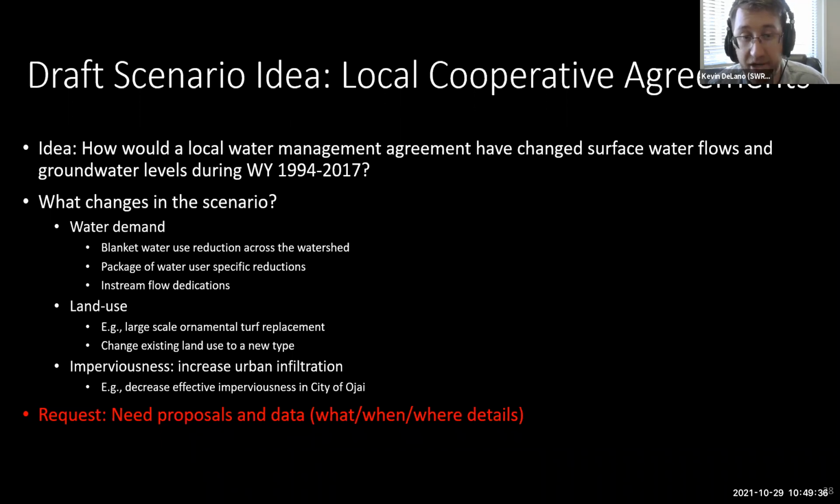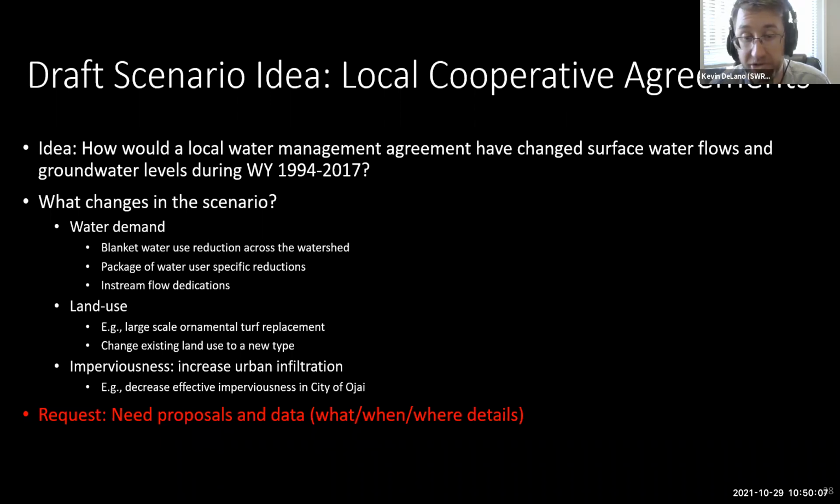Along the same lines, other changes that could be part of a local cooperative agreement are land use changes. So large scale ornamental turf replacement, or a change in an existing land use type to a new type. So golf courses, or large scale golf courses reducing the amount of grass that they have, or large scale ornamental turf replacement in cities. That's the kind of land use type that we could change.